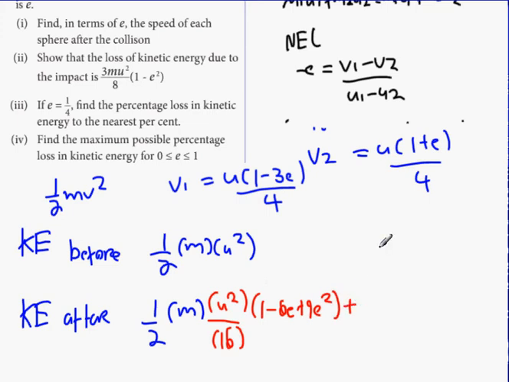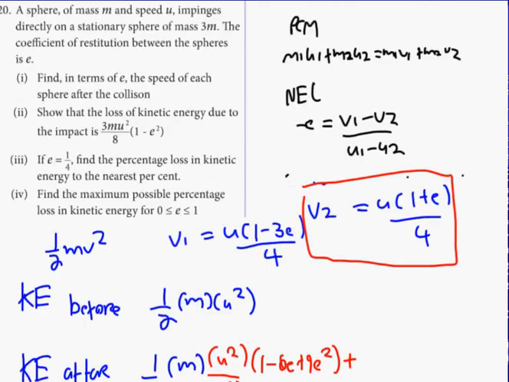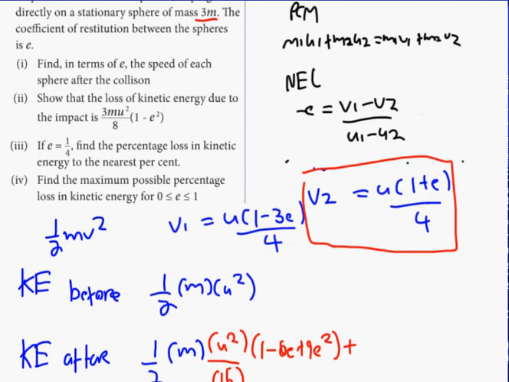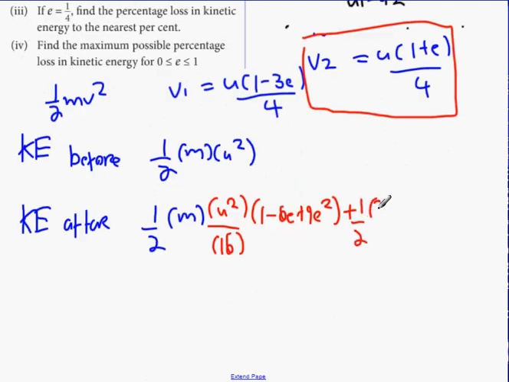The second one is a half, is it a 3m particle? Mass 3m. So it's a half 3m. Square out the top, you're going to get u squared over 16, and then you're going to get 1 plus 2e plus e squared. Now what we're going to do next is put them all over 32.